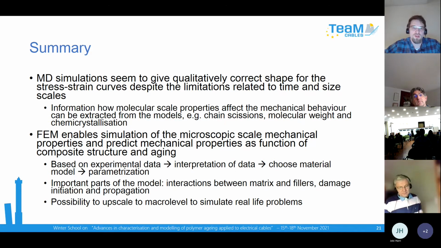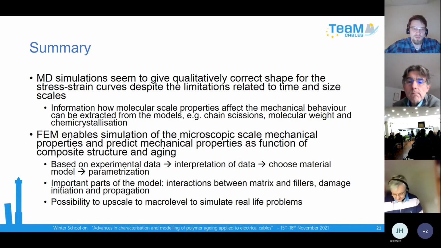As we can see, MD simulations give qualitatively correct shape for stress-strain curves, even though we have some limitations, as Jukka explained to us. And how can we use these simulations in our studies? We can see how different changes in microstructure and molecular structure, like transitions, molecular weight, or crystallization, affect the mechanical behavior of the material.